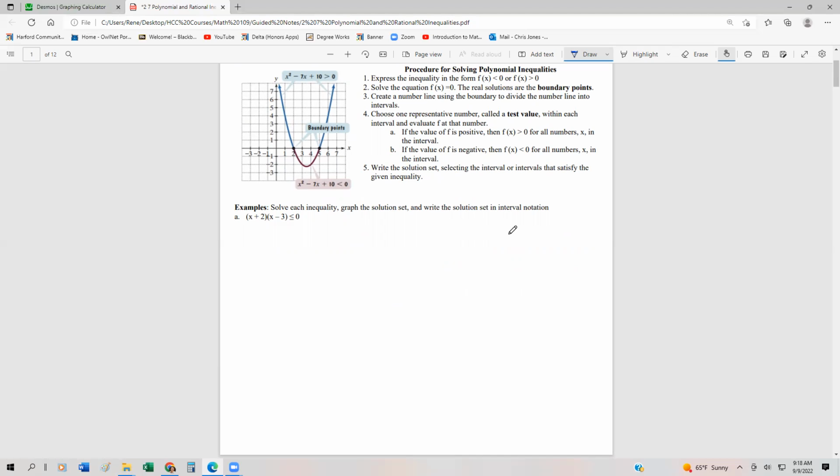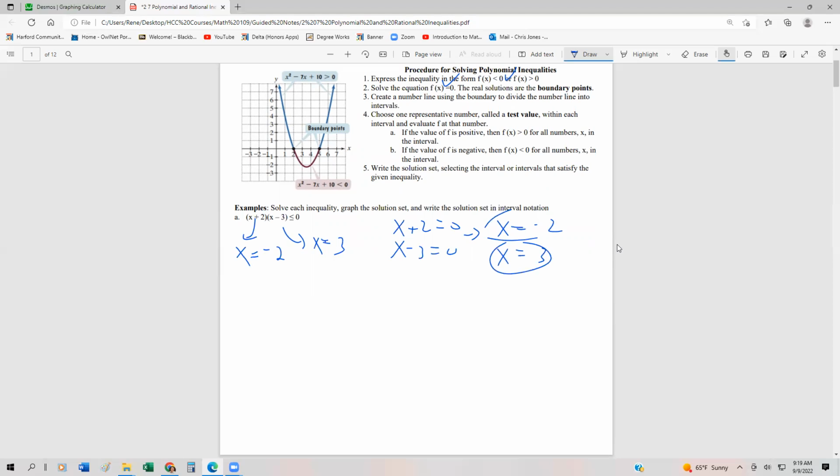Let's take a look at a couple of basic examples of this. We have x plus 2 times x minus 3 less than or equal to 0. First thing, set it equal to 0, already done for us. Next, find the zeros of the function. That's pretty easy: x equals -2 and x equals 3, which we get by setting x plus 2 equals 0 and x minus 3 equals 0. So clearly we can see -2 and 3 are our boundary points. Again, I might call them critical values in this case.